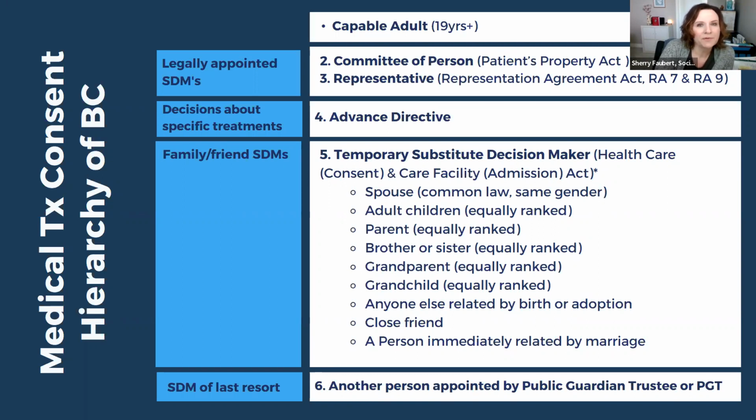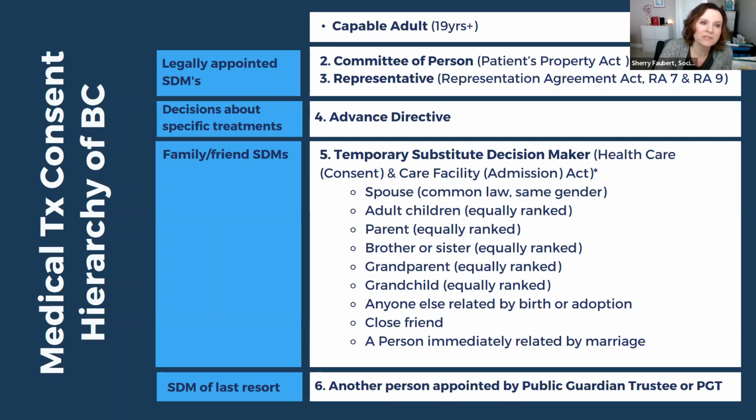So understandably, under that list, the first person that the healthcare team would look to make a decision would be your spouse. And that can be a common law spouse. You don't have to be living together with somebody for 2 years. There's nothing like that. It's the person that is really just identified as a partner or a spouse. That also includes somebody of the same gender.